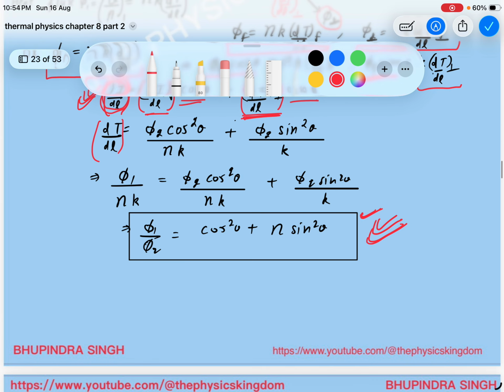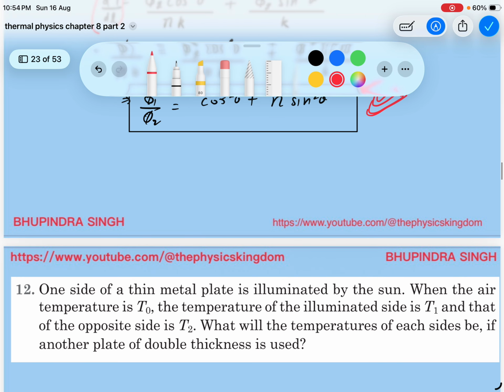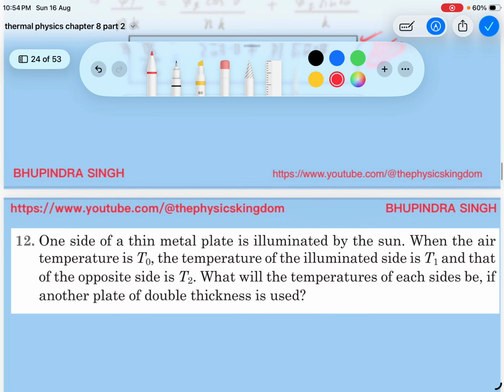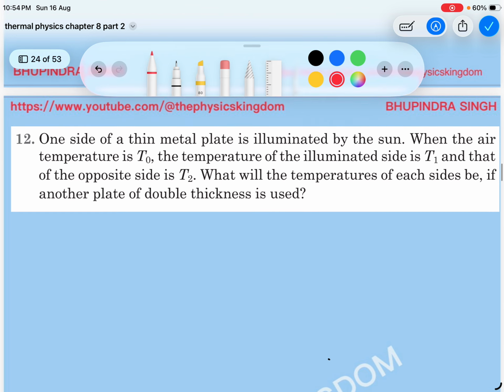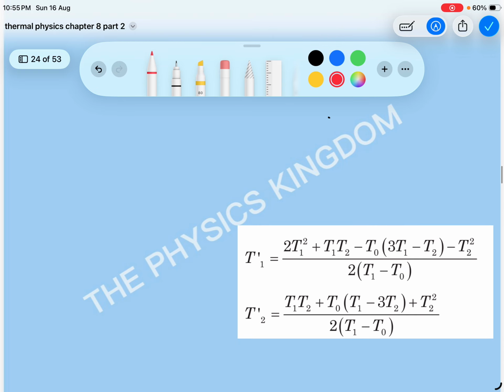So now let's move to another interesting question, question number 12. One side of a thin metal. Okay, so read this question by yourself, try to solve it. Answer given in book is like this, very big answers, but otherwise question is easy only, no problem.